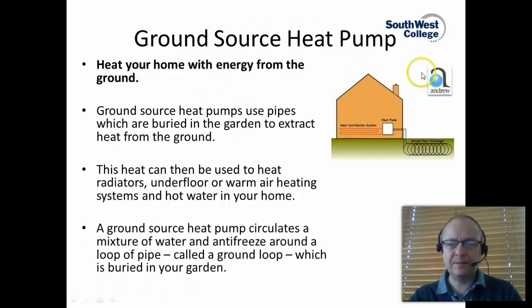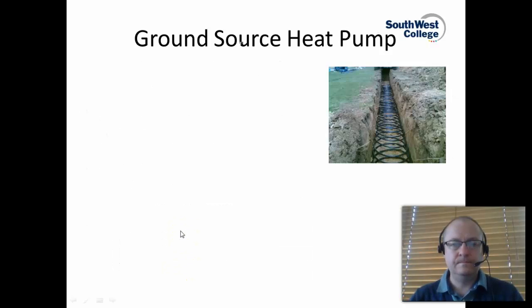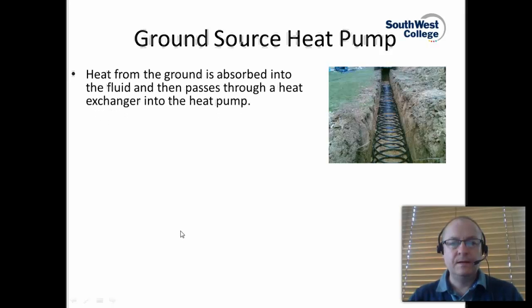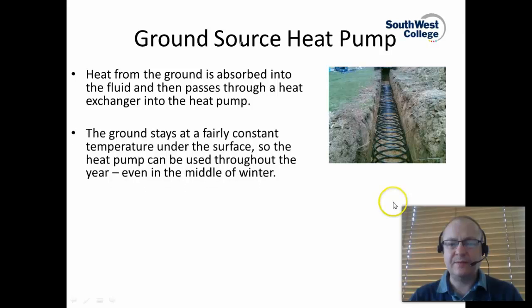And the way a ground source heat pump works, it basically circulates a mixture of water and antifreeze around this loop of pipe that's called a ground loop, and that's buried in the garden. So you use the antifreeze in the mix to stop the fluid freezing in the winter periods. Here's a picture of a tightly fitted slinky in a trench dug in a garden. So heat from the ground is absorbed into the glycol water mix and then passes through a heat exchanger into the heat pump.